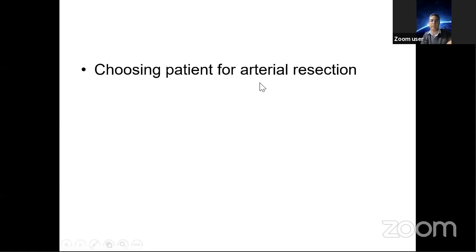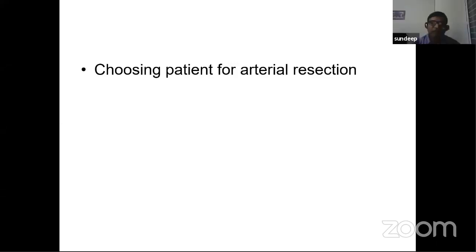What about the resection of SMA or celiac axis? Do you have any personal experience of that? And do you think there is any survival advantage to the patients who have involvement of SMA or celiac axis? I'll start with you, Dr. Jain, if you can throw some light on that.